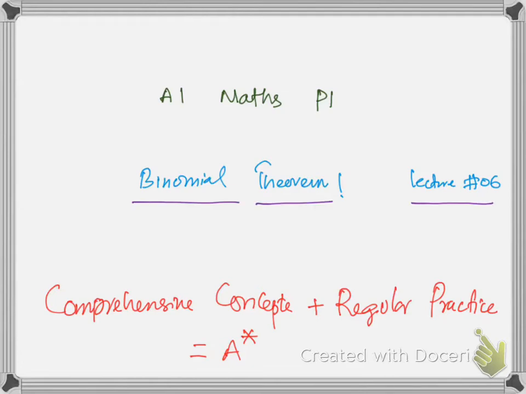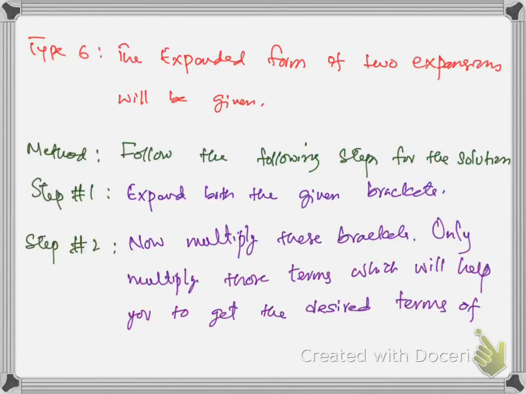The equation of getting an A star is comprehensive concepts plus regular practice is equal to A star. Please follow this equation to get an A star in your A levels. Type 6 question. The expanded form of the two expansions will be given. This is the type 6 question. Method, how to solve this type of question.